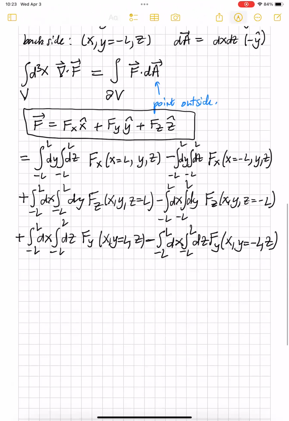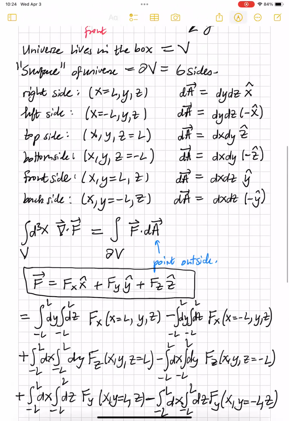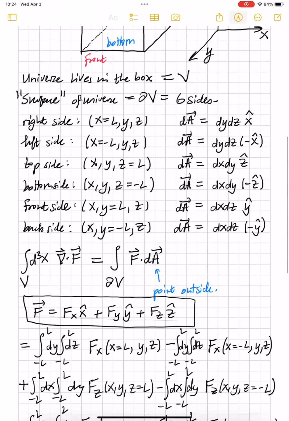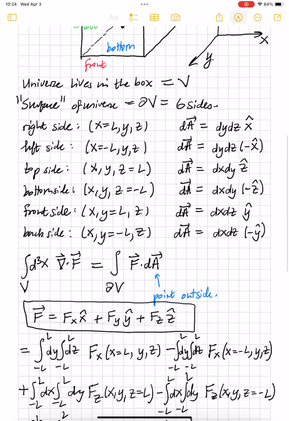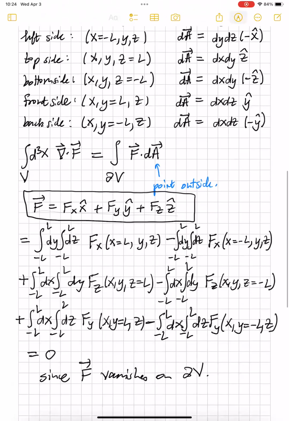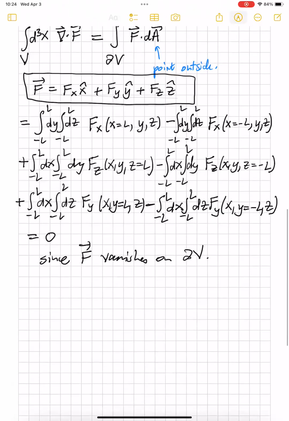So this is equal to zero, and the reason is that F vanishes on the 6 sides of the box. That's the reasoning. And you can see that this integral of a total derivative has ended up giving us an integral over something that lives on the surface of the box, where all fields vanish. Great. So now let's move on to the 4-dimensional version. That's actually the version that we need for the Euler-Lagrange equations.